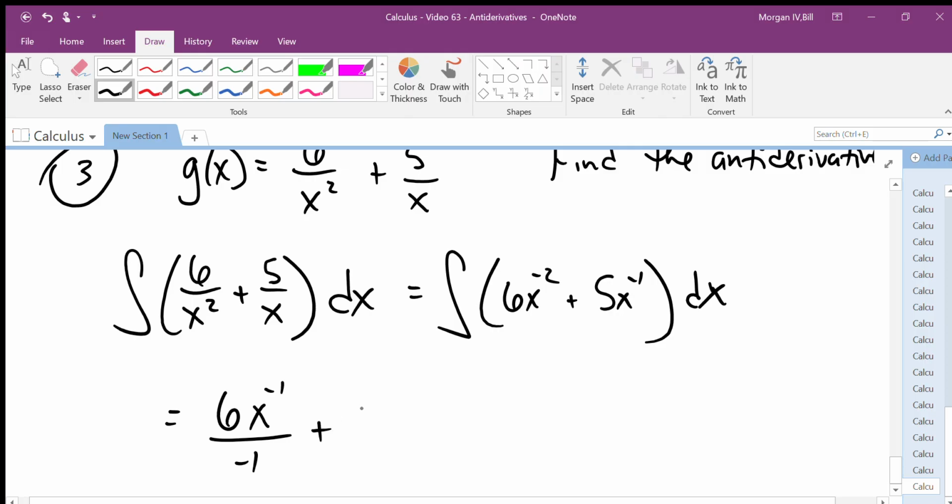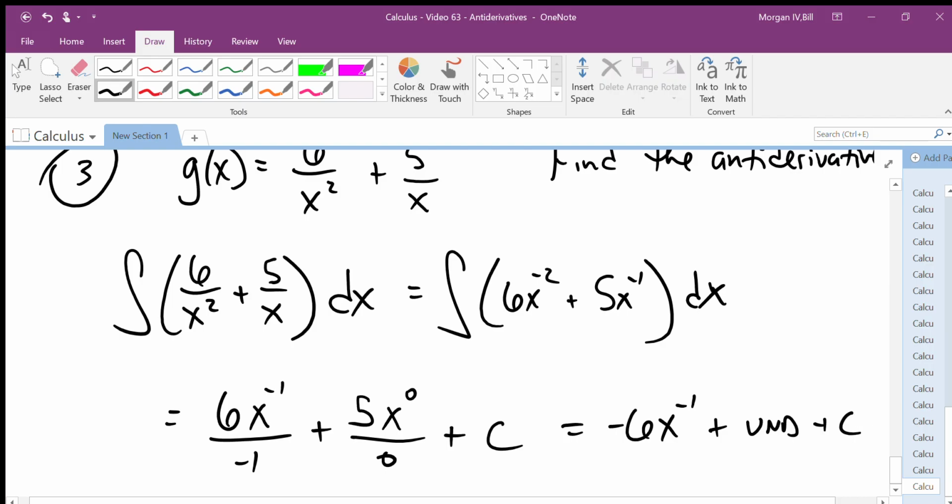Plus 5 times. If I add 1 to negative 1, what does that become? It should become 0. Divided by 0 plus c. We seem to have a problem here, because the first one's not too bad. I just get negative 6x to the negative 1. But on the second one, that is undefined, right? 5x to the 0, that's 5 times 1 divided by 0. That's undefined. Something is going on here. This is not correct.